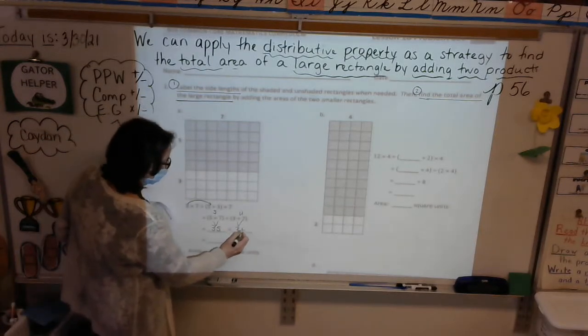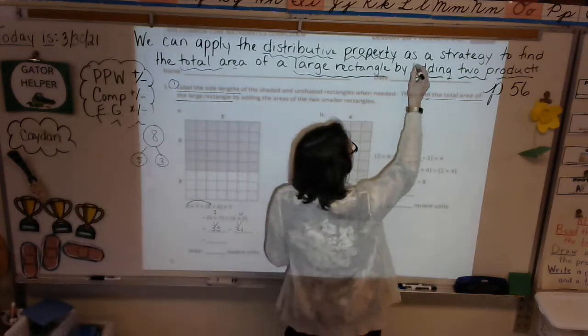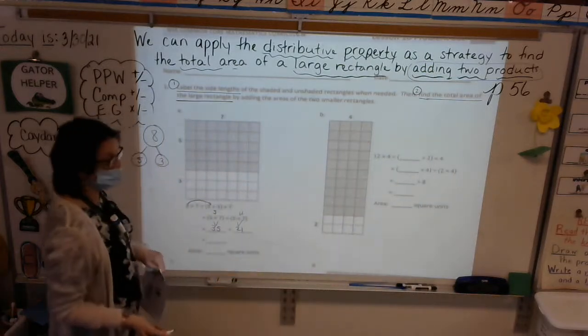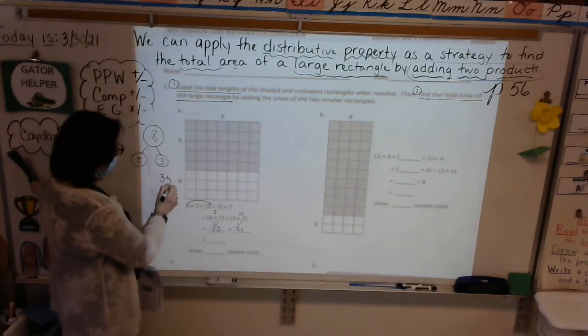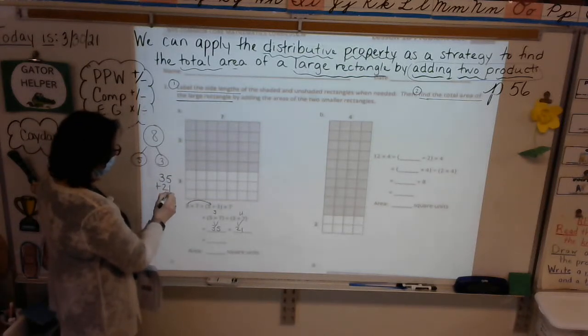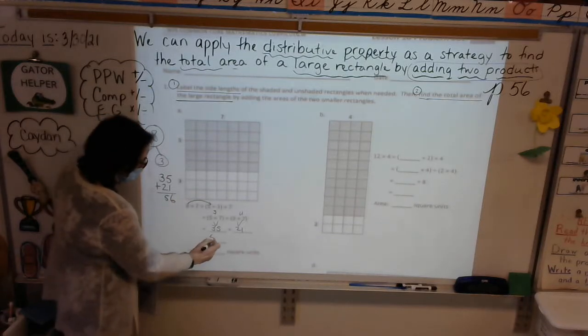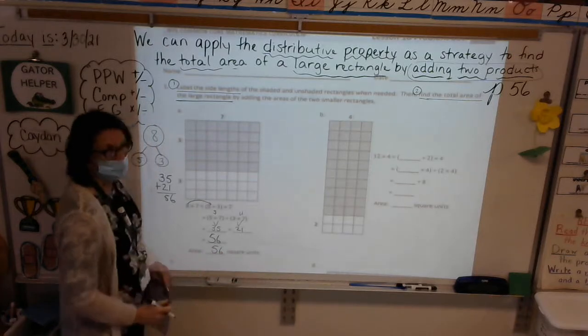Owen? Okay, and then I have to add those two products. So right now I'm at this part of our learning target. I'm adding those two products. 35 plus 21, you might be able to do it mentally, but if you can't, what can you do? Put your algorithm over here on the corner of your workbook, and you would get 56. The area of the large rectangle is 56 square units.